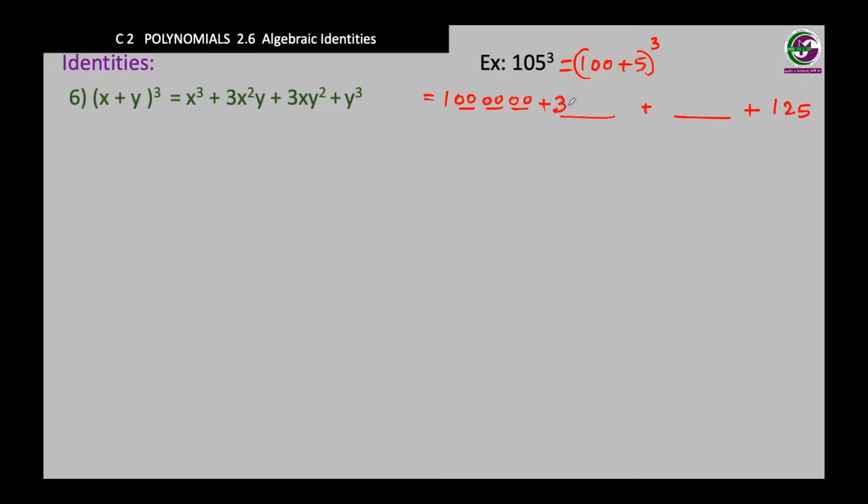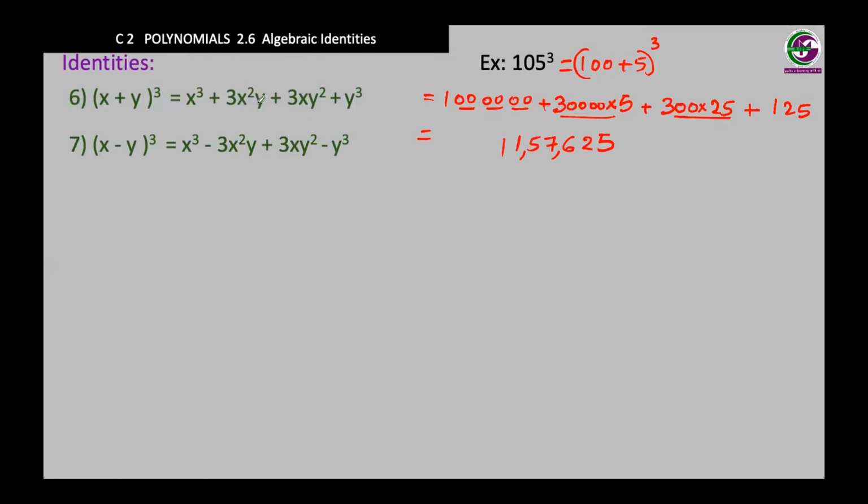Second term is 3 times the square of the first term. So 100 is repeated 2 times, so 30,000 times the second term. Then 3 times the first term times the square of the second term, which is 25, which will give you the answer. 1,157,625.